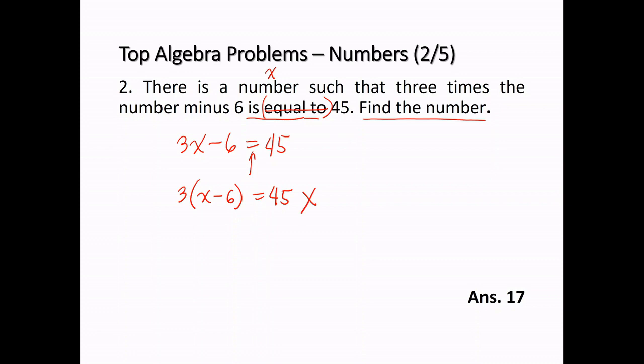With this, it's very easy to solve. You have 3x is equal to 45 plus 6, which is 51. Then divide both sides by 3, and you have x is equal to 17.